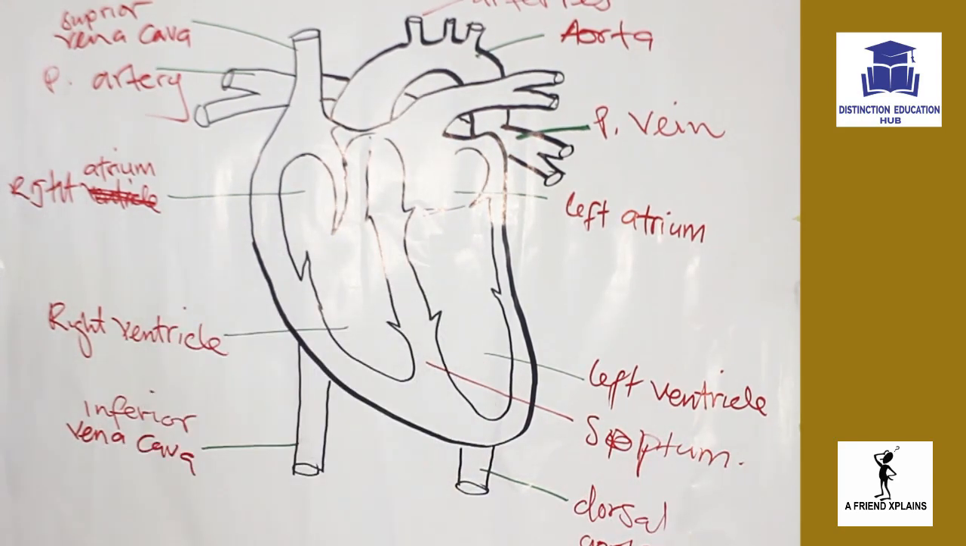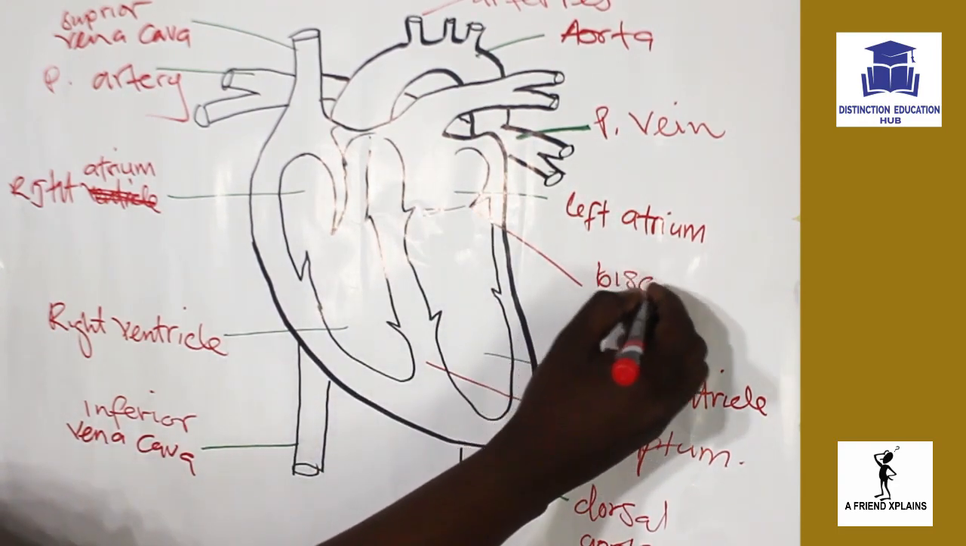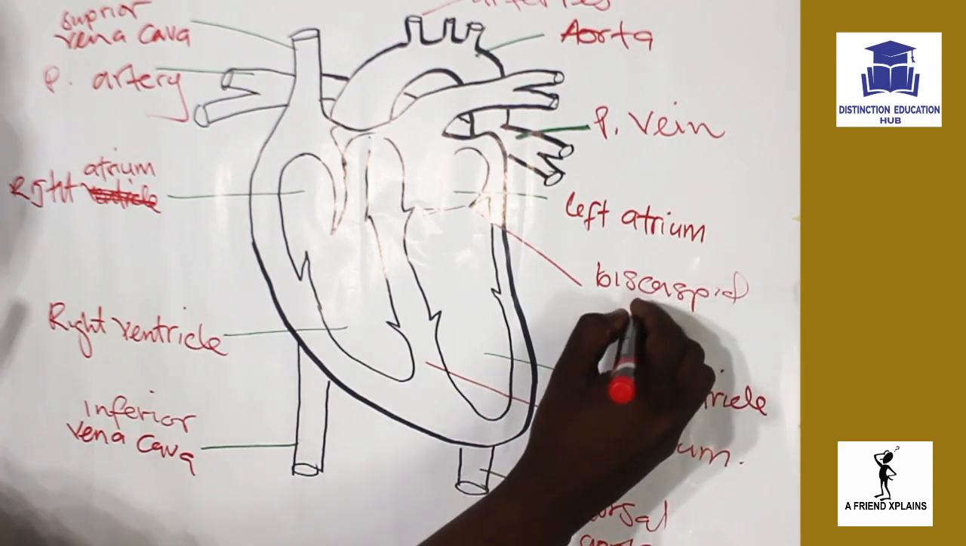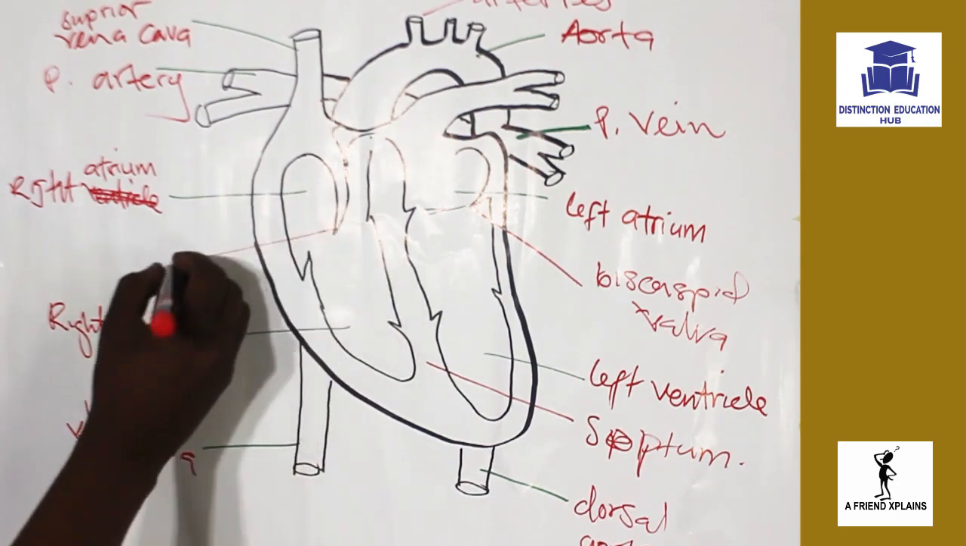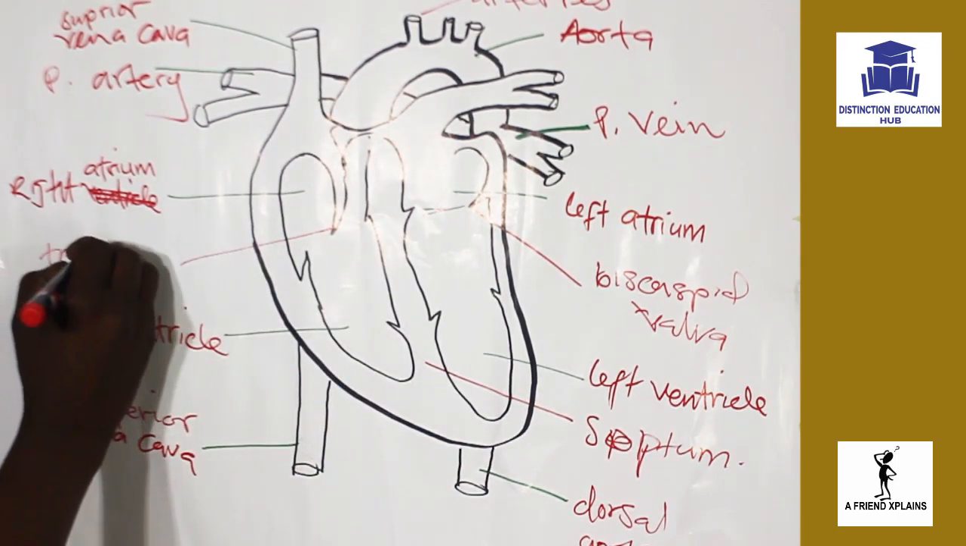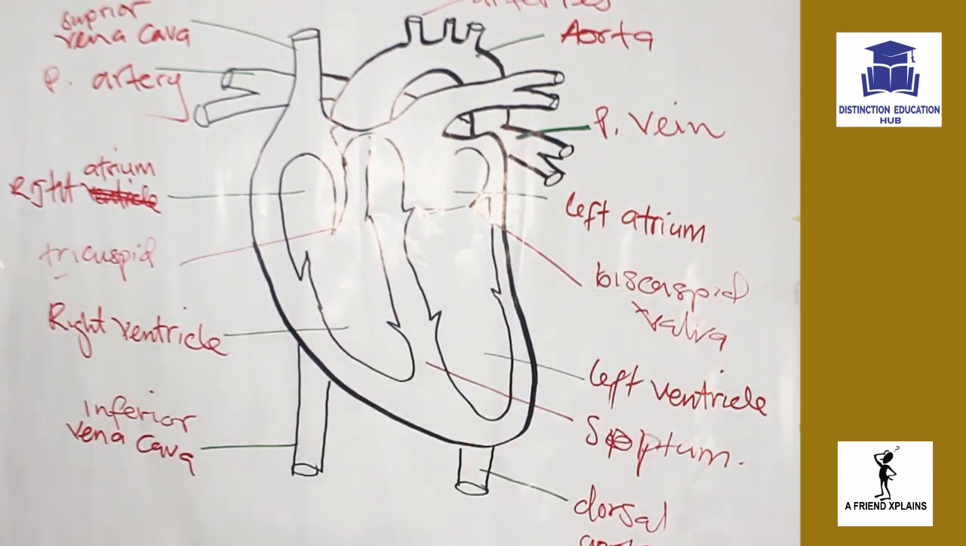Okay, so for the sternum like that, we have the septum there, and now we need to label the valves. You know that the heart contains the valves, okay? So we need to label these valves as bicuspid valve, to prevent the backflow of blood. We have those, and these ones are called tricuspid. Tri means there are 3, and bi means there are 2. So we have the bicuspid valve and tricuspid valves.